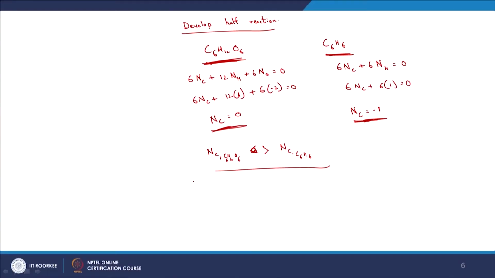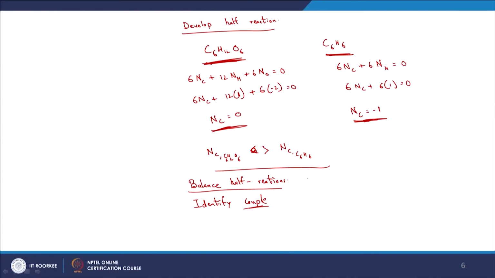Again, let's look at the relevant aspects. We are now going to develop our balanced half reactions, right? And for that, I need to identify the couple. What we are referring to are those compounds or molecules before and after transfer of the relevant electrons, right?